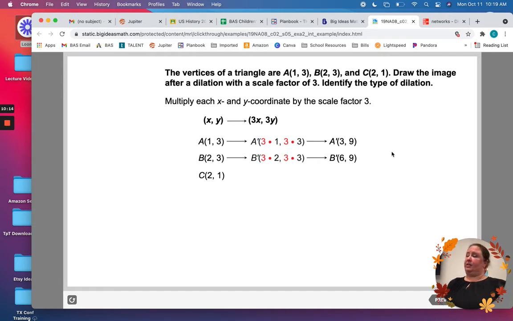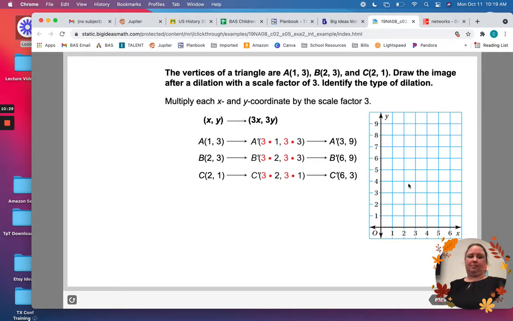All right, and C, 2, 1. Again, enlarging both by 3. Our new point would be 3 times 2, 6. And 3 times 1? 3. So 6, 3. These are the vertices we're going to sketch in our new coordinate plane. Here's our coordinate plane. So 3, 9, 6, 9, and 6, 3. Connect the dots. You now have an enlargement. It's a pretty small triangle, so it was already really small.